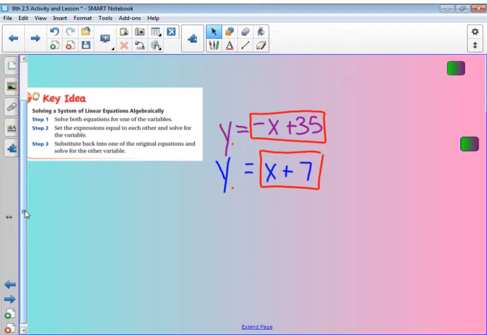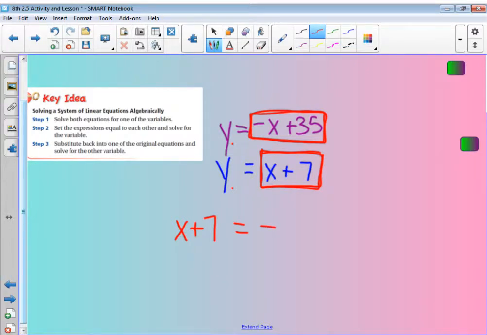Okay, so the first step we did, we solved for Y. Our next step is to take each of these, and I'm a visual person, that's why I box around these. So we're going to take each of those boxes and write them with an equal sign between them, so a horizontal. So X plus 7 is equal to negative X plus 35. And it doesn't matter if you write it this way or if you had your negative X plus 35 is equal to X plus 7.